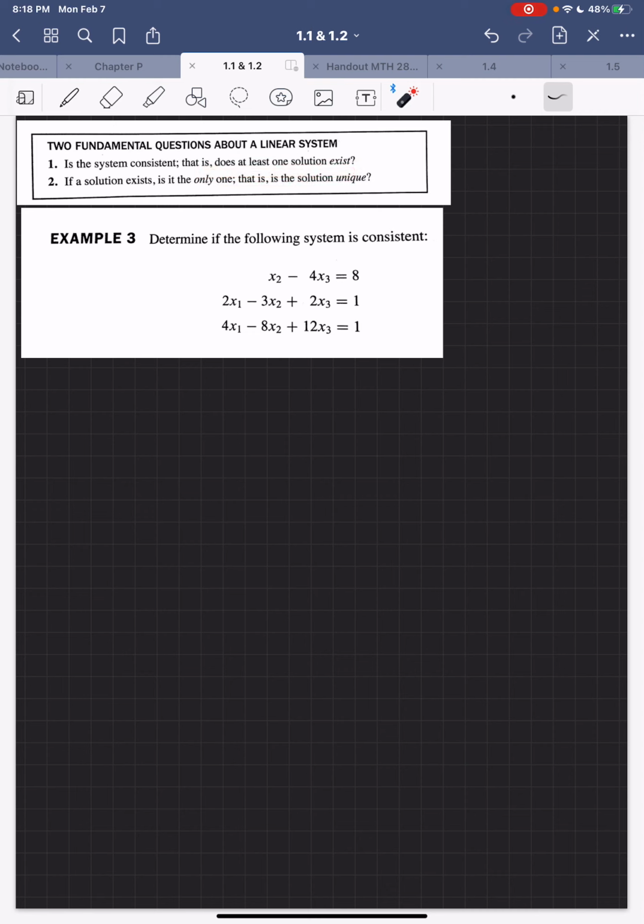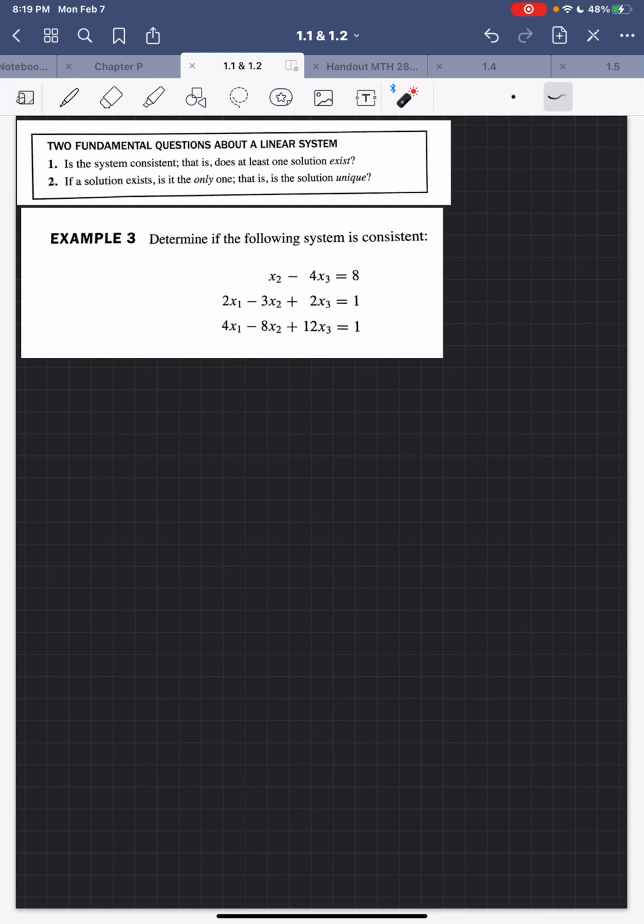Now, if at least one solution exists, the next question we like to ask is, is that solution unique? Right? Is it the only one? So if a solution exists, is it the only solution? Recall that in the previous video, we found the point (1, 0, -1), the intersection point of those three planes in space. Since we found one solution, we can say that system is consistent because at least one solution exists. The next question is, is that the only solution or are there more? In the case of the previous problem, that was a unique solution. That was the only solution.